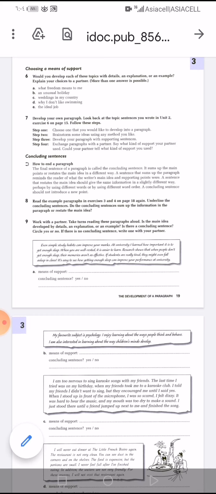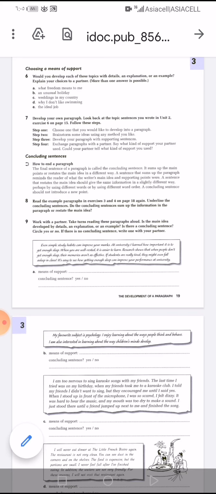يعني طبق الخطوات على صفحة 16 exercise 6. then الخطوات. الخطوة الأولى, choose one that you would like to develop into a paragraph. يعني to choose a topic that you make a paragraph. Brainstorm some ideas using the method you like. So number 2, make brainstorming. Then you have to write every idea that comes to you. 3, develop your paragraph with supporting sentences.